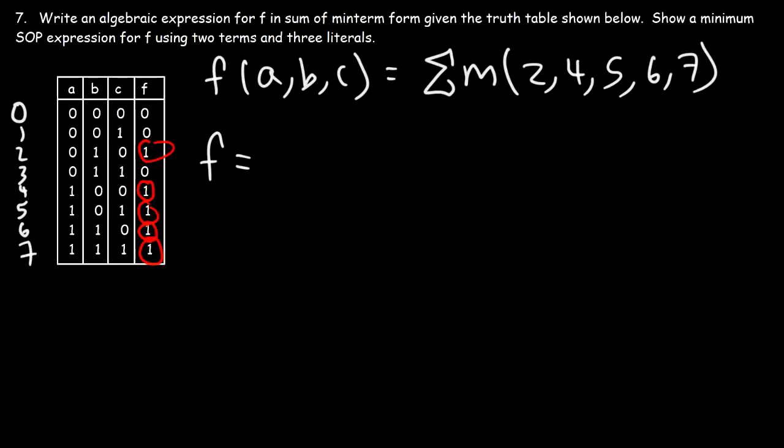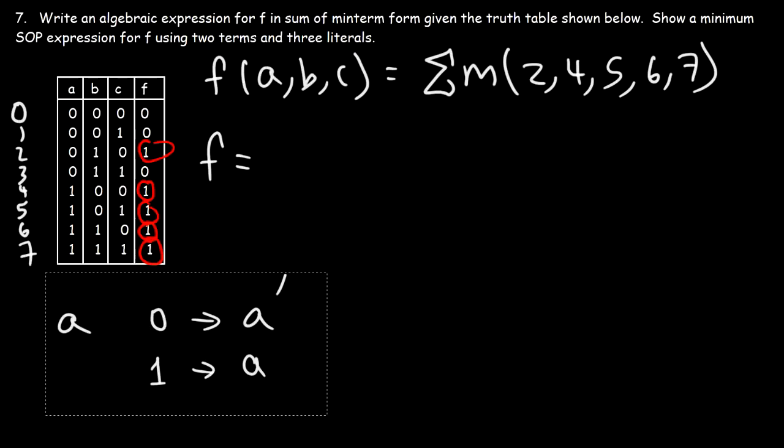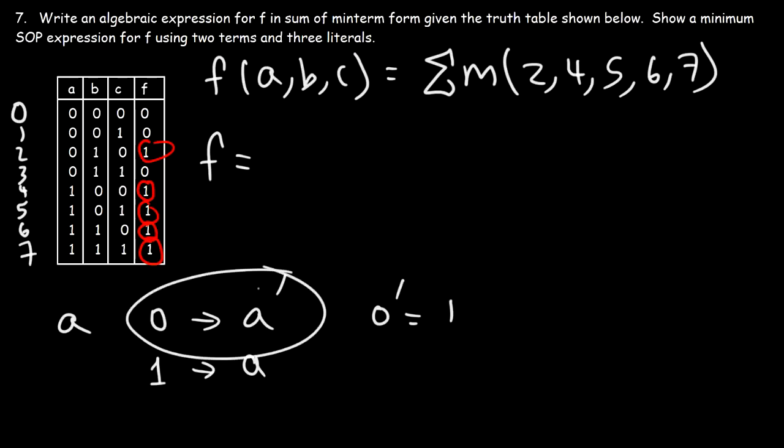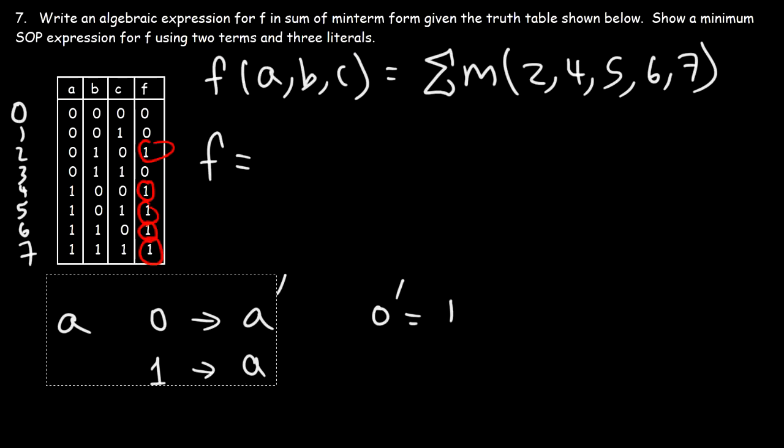Now, anytime you see, let's say if A is a 0, we're going to write the complement of A. This could be for B or C as well. If anytime we see a 1, we're not going to write the complement, we're just going to write A, because we're focused on the values where the function is 1. If you write the complement of 0, you're going to get 1. So that's why 0 is associated with the complement, because we're focused on the values where the function is 1. If you already have a 1, you don't need to write the complement.